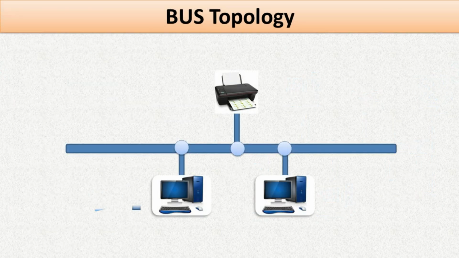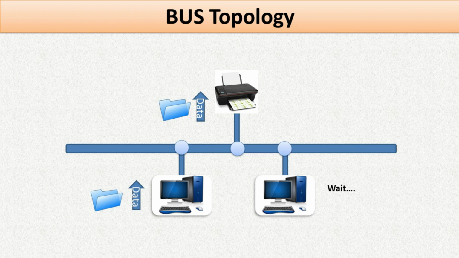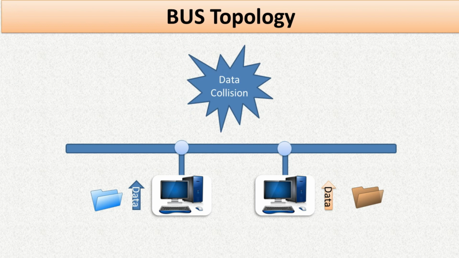In bus topology, only one computer can transmit data at a time. So when one computer is sending a file to a printer, other computers have to wait. If another computer also starts sending data at the same time, it will collide and corrupt the whole data. In such a case, data should be retransmitted.